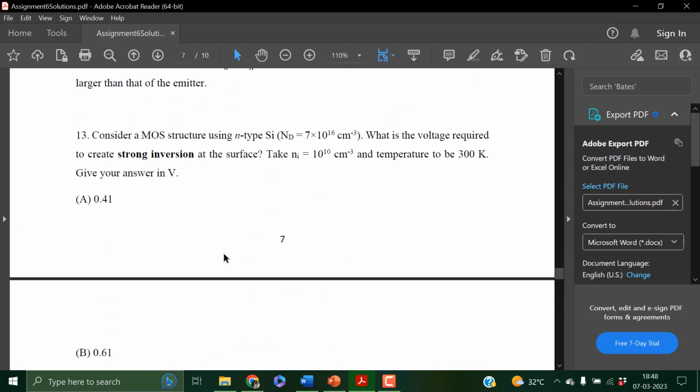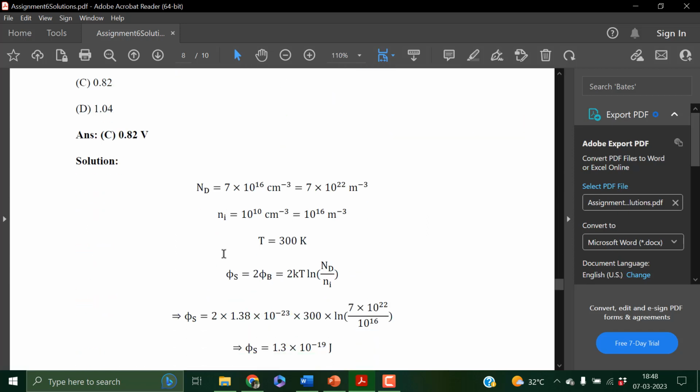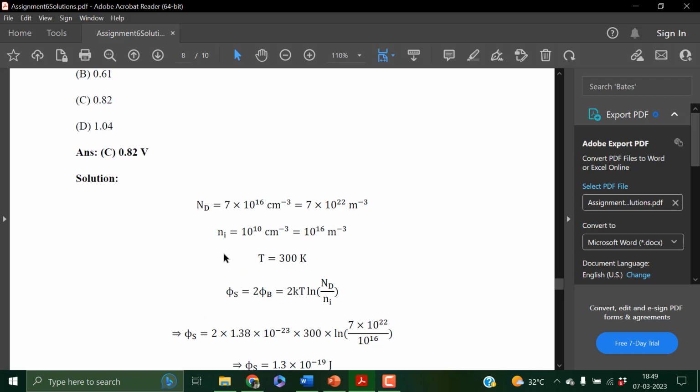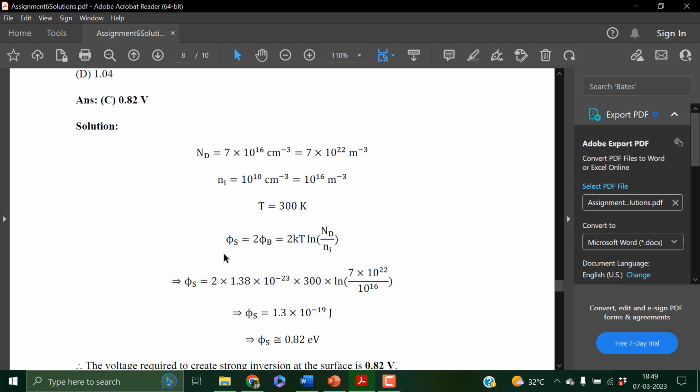So for that I will multiply 2 into 300 into 1.38 into 10 power minus 23. Finally I got 1.30 into 10 raised to minus 19, in joules, right? Yes, in joules, madam. If you convert that to electron volts, divided by 1.6 into 10 power minus 19, you get 0.815.